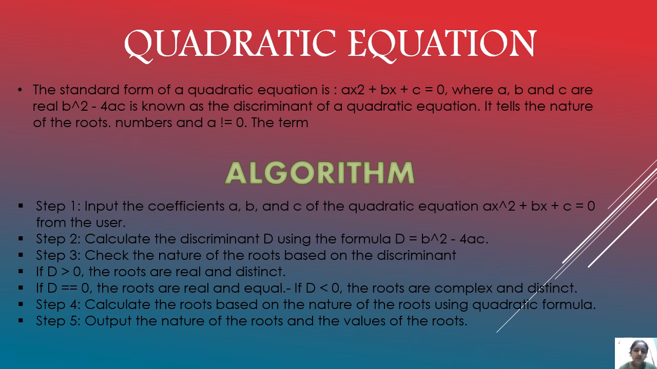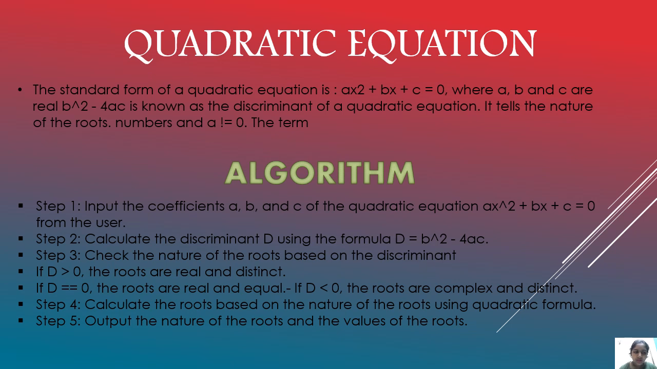The standard form of a quadratic equation is ax² + bx + c = 0, where a, b and c are real. b² − 4ac is known as the discriminant of the quadratic equation. It tells the nature of the roots.